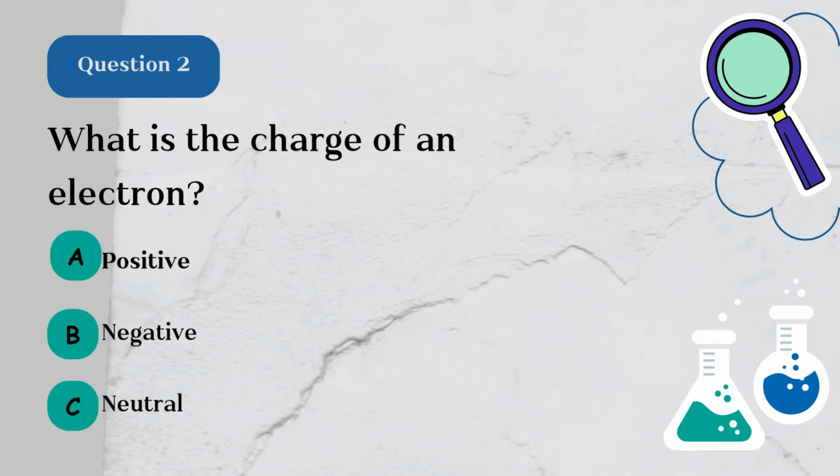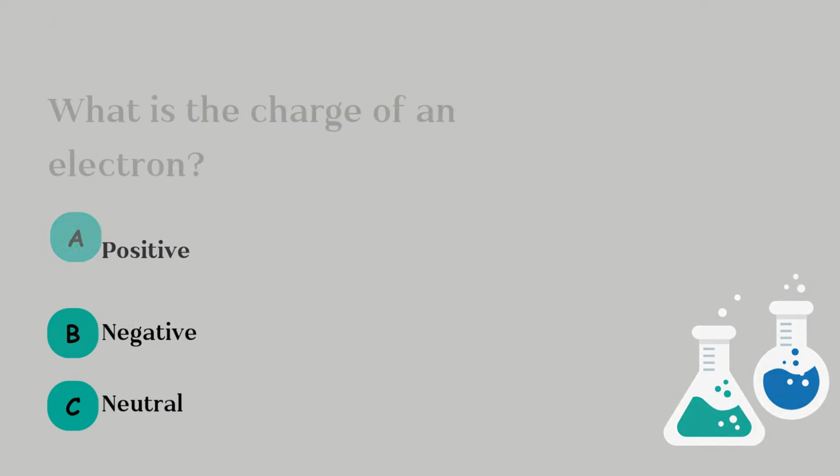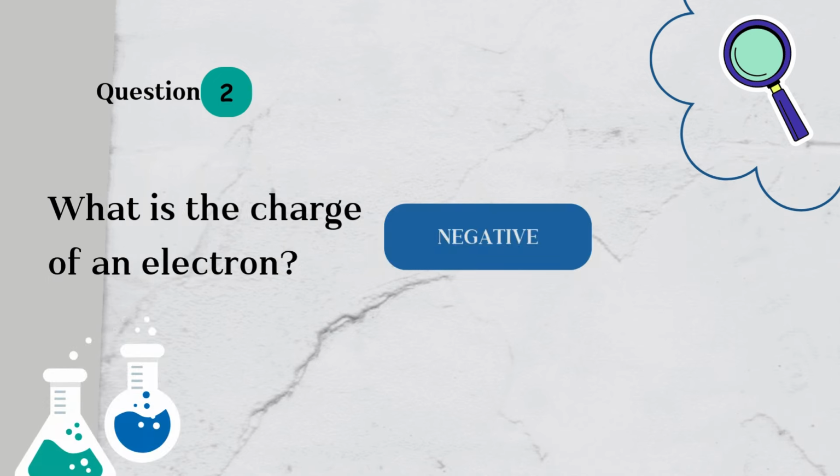Question 2. What is the charge of an electron? A. Positive. B. Negative. C. Neutral. Correct answer, B. Negative. Well done.